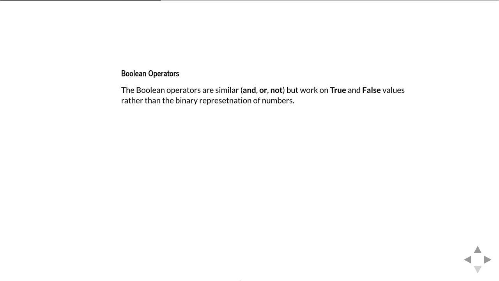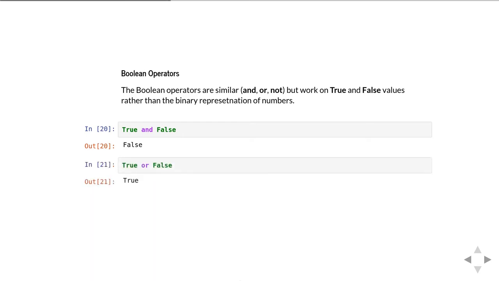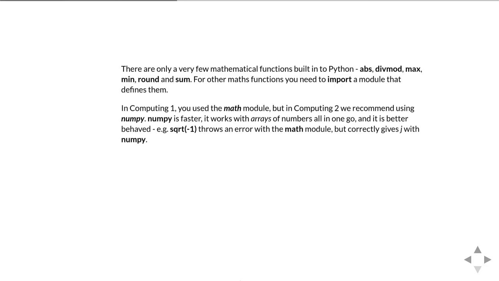So the final thing coming up in terms of operators is the Boolean operators. These are AND, OR and NOT, and unlike with the bitwise operators, these are working with just single true or false values rather than a binary representation of numbers. So True and False is False, True or False is True, and not True is False. The main place where you're going to use these Boolean operators is when you're writing conditions, when you're using branching statements like if, and you need to combine several tests together.